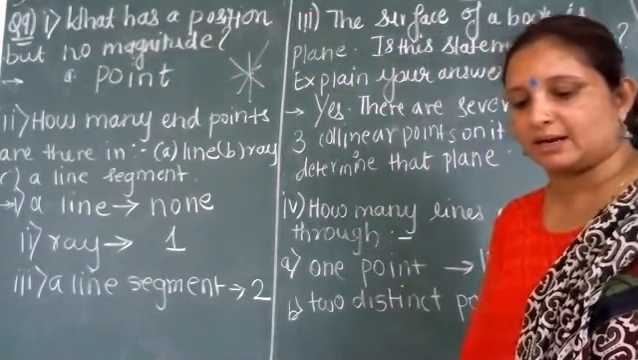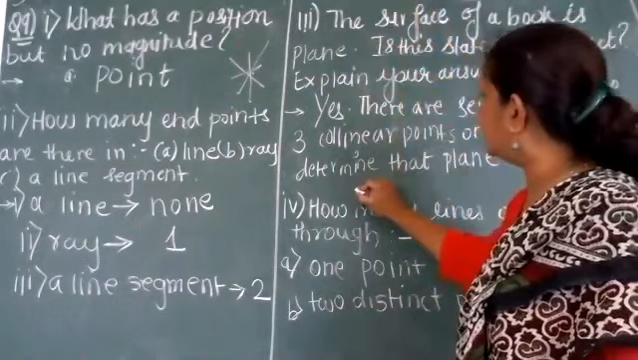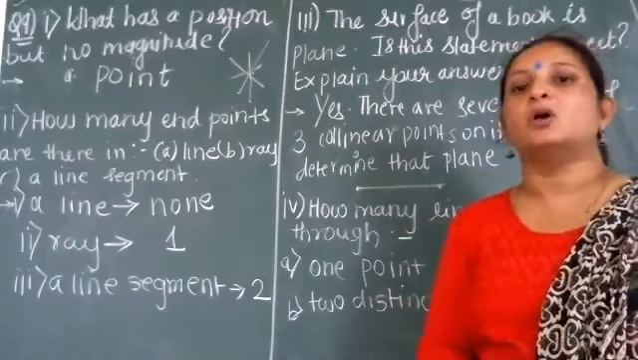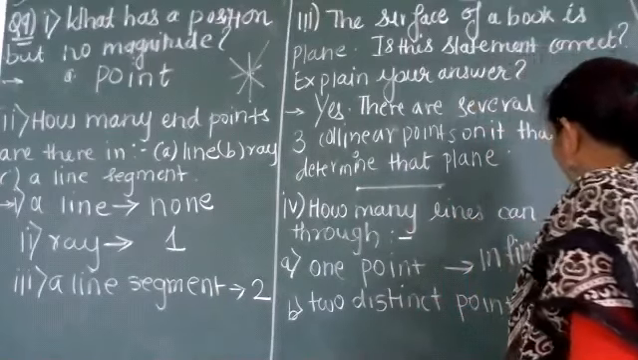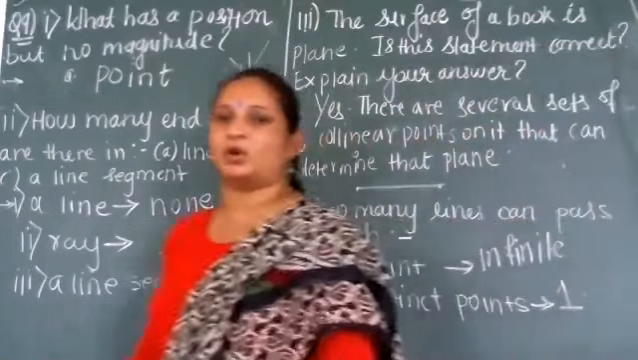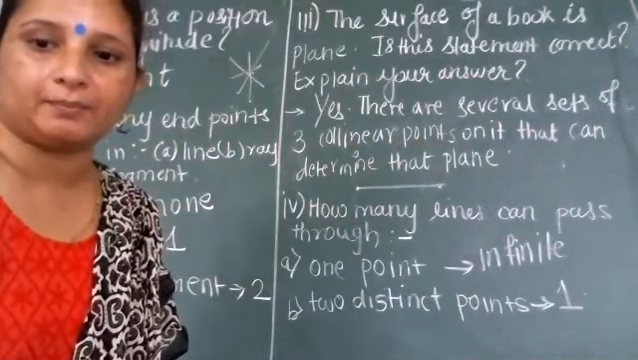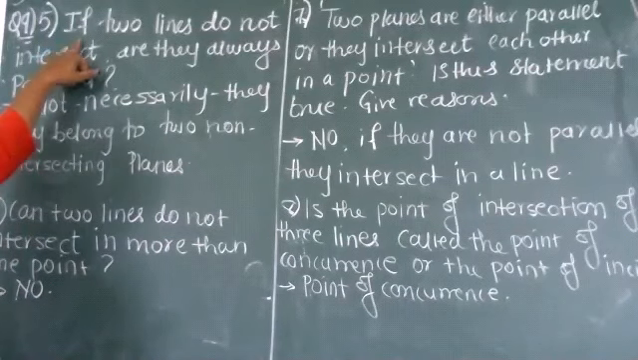Now, the same way, they are asking about 2 distinct points. If I give any 2 distinct points, you tell me how many lines can pass through them? Only 1. Yes. So here my answer is 1. I hope your concept regarding this is clear. Let's move on to the next sum, children.